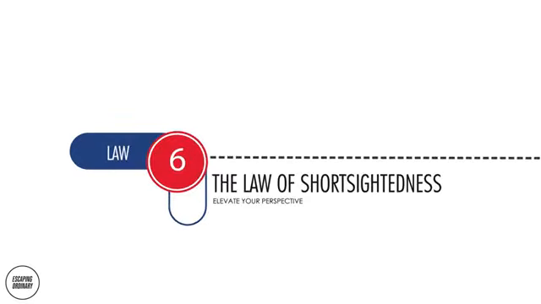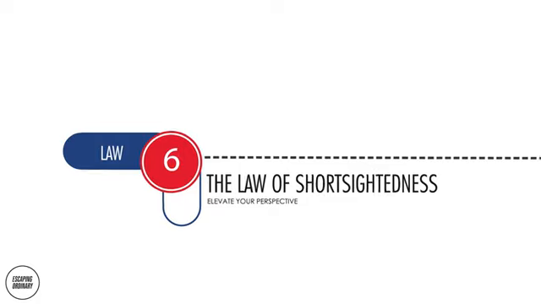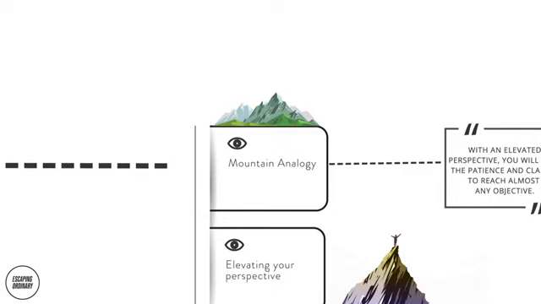Law 6. The law of short-sightedness. Elevate your perspective. Humans are most impressed by what they can see and hear now in the present. By overemphasizing the present, we lose perspective over our long-term goals.